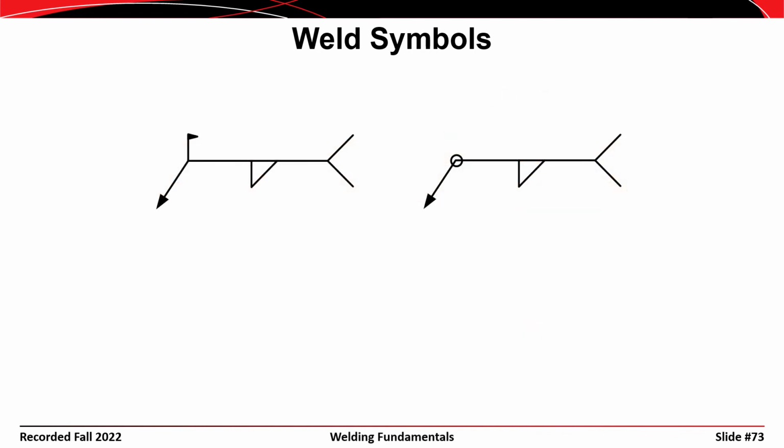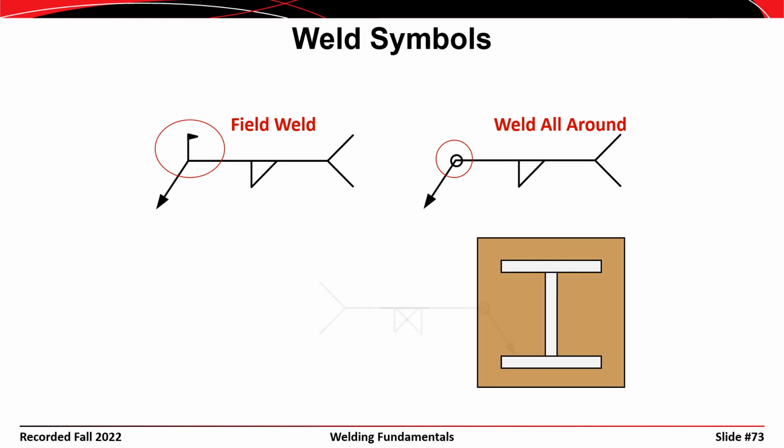Okay, now some other symbols you see quite often are a field weld with a little flag on it. That means that's welding that's anticipated to be done on the job site itself, not in the fabrication shop. And you also see this little circle at the joint of the arrow line and the reference line, and that generally means place a weld all around whatever it is that's going to be welded.